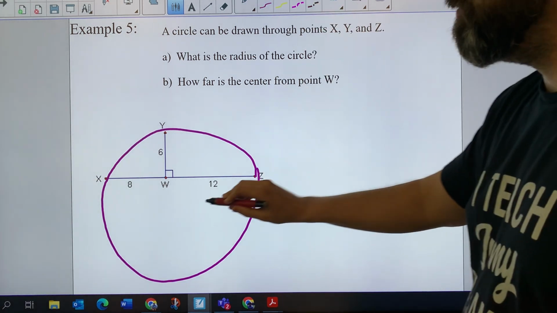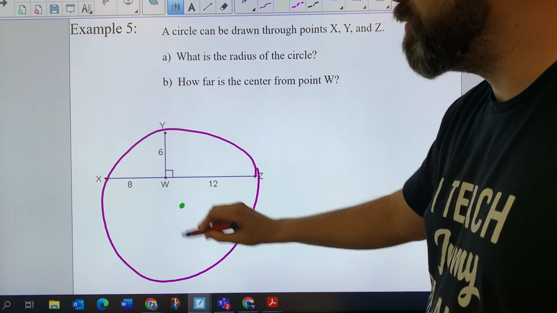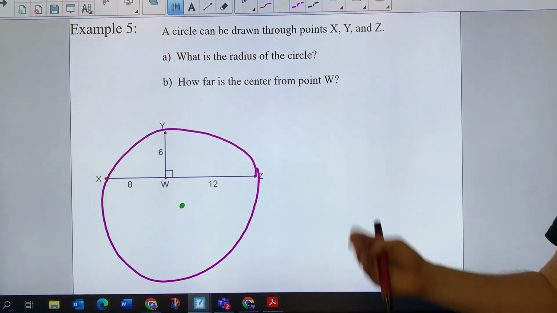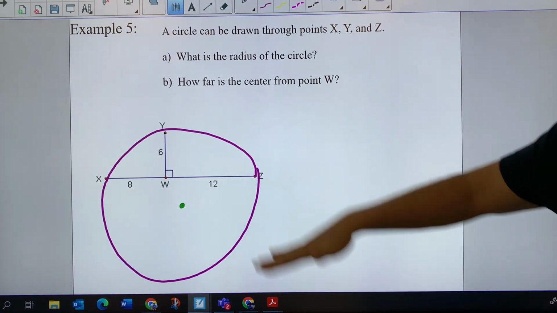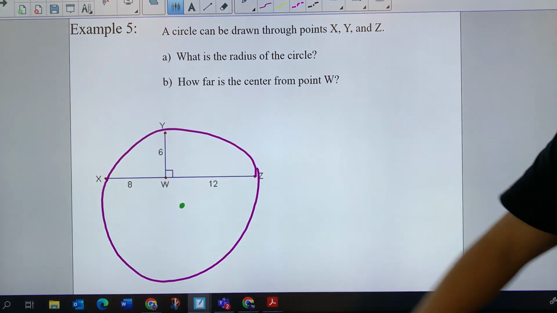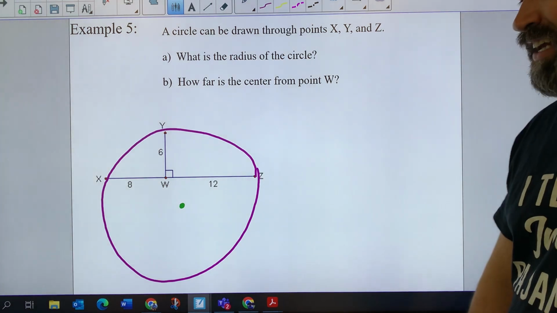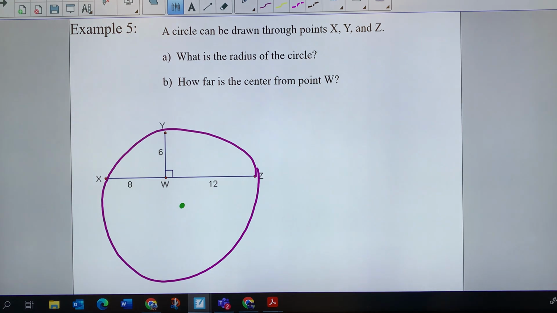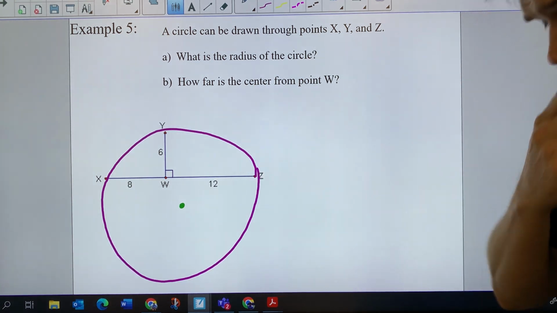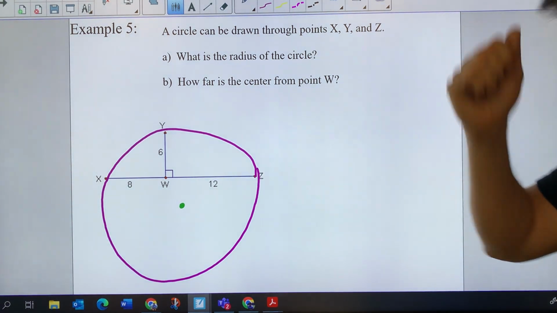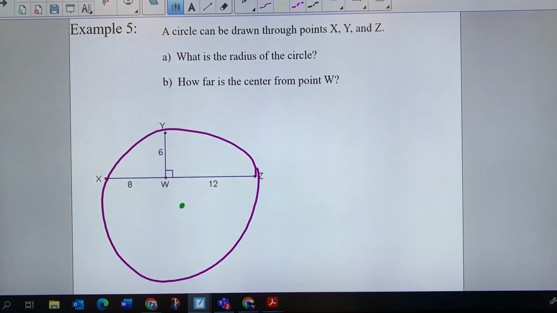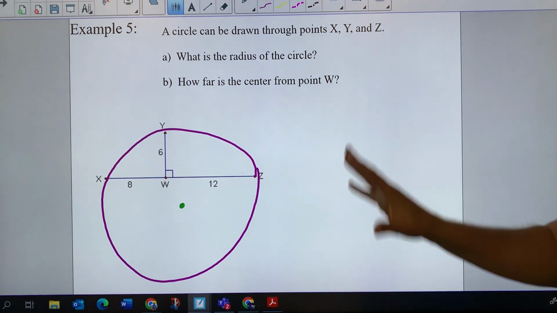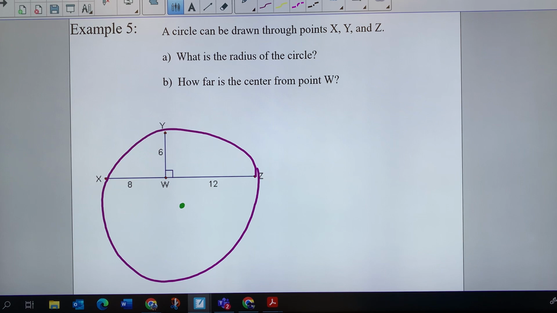So first I'm gonna start by dropping the center right about there. I know the center is on this side of W, so I can kind of rough it out there. And then the center is below that X, W, Z, because WY is so short comparatively. So I can kind of get a little bit of scale going there. Again, not drawn to scale, but, you know, give us something rough.